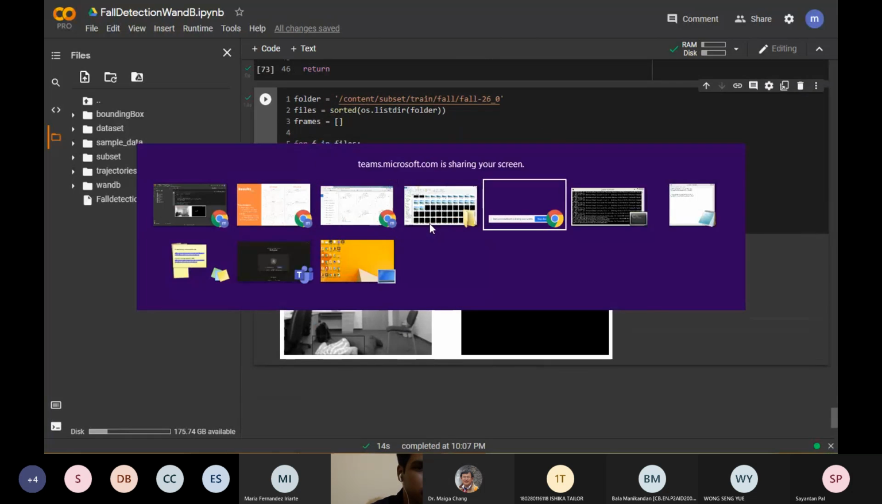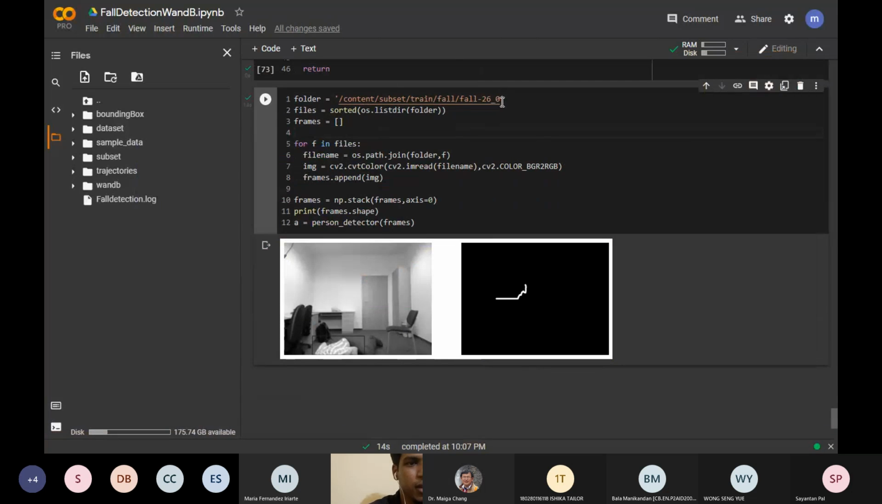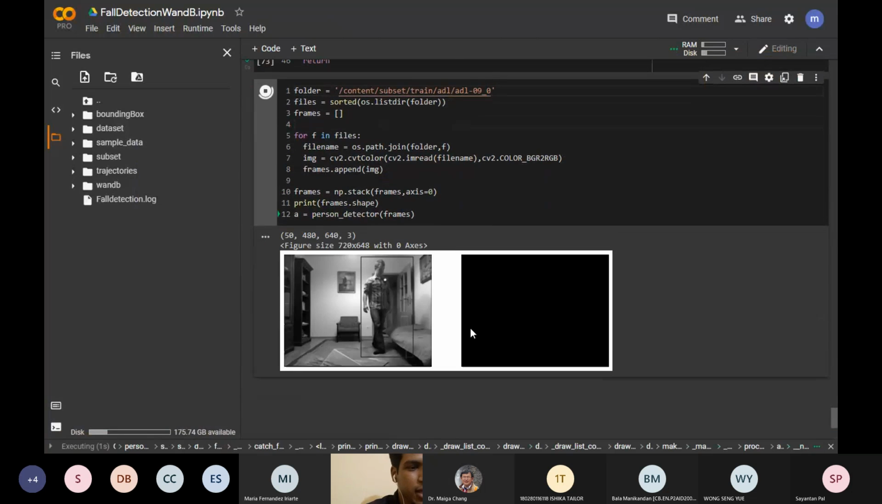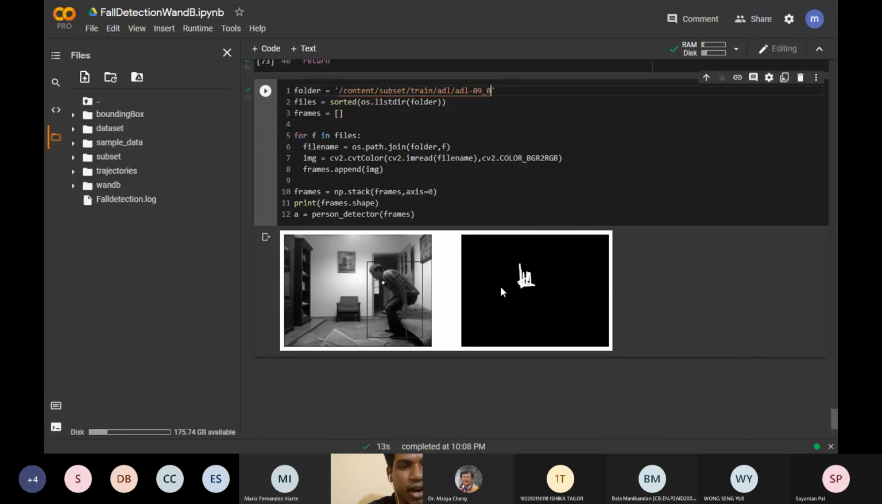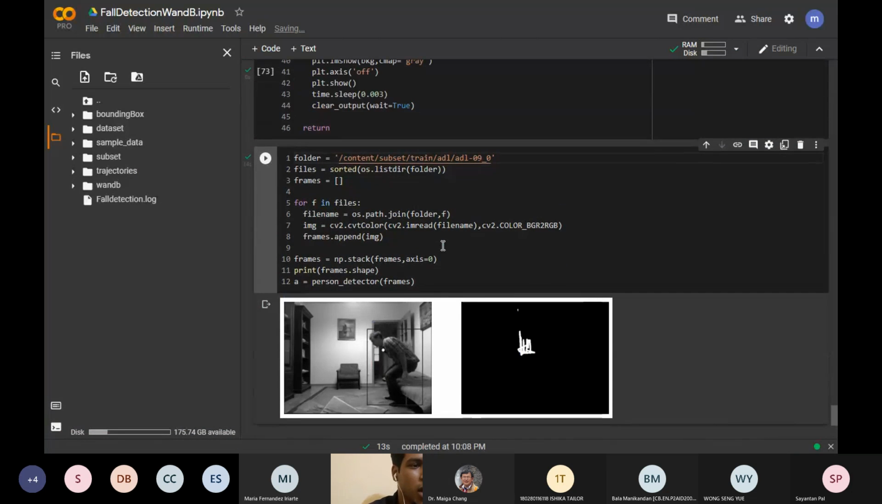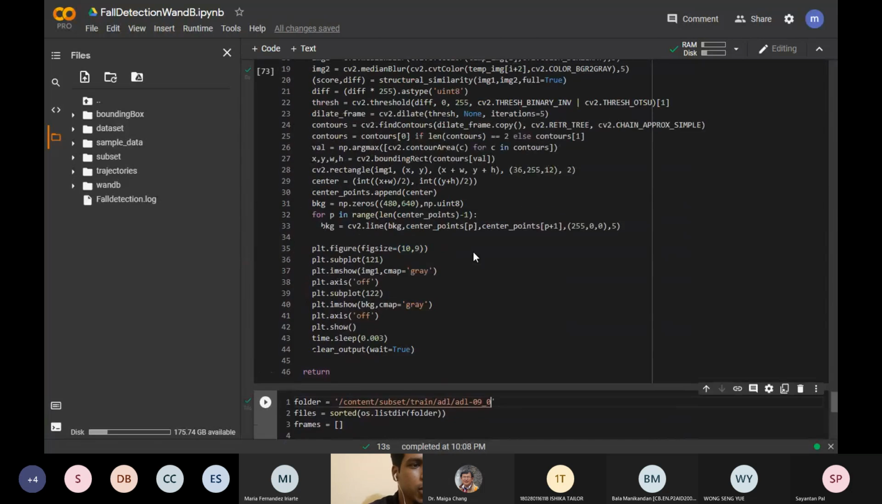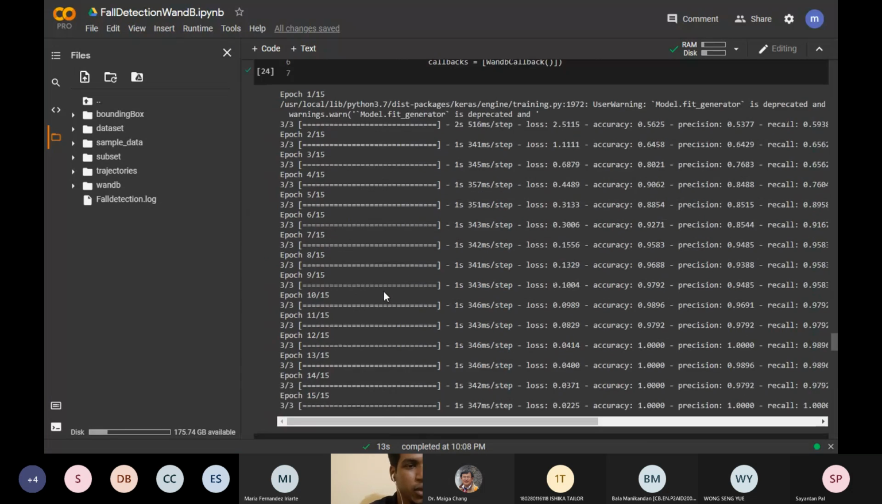If I select some other activity, you will find a person sitting on the bench, and we can see the traces being drawn on the right side image. So we can clearly differentiate between the fall and other activities here. This was the approach. We only pass this right side image to the neural network training.